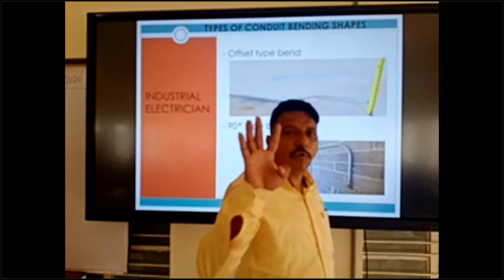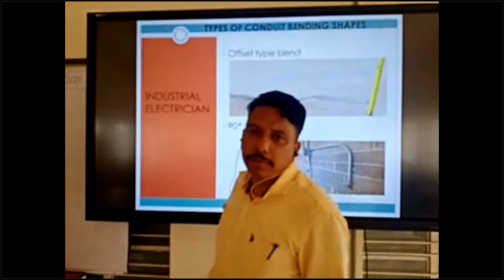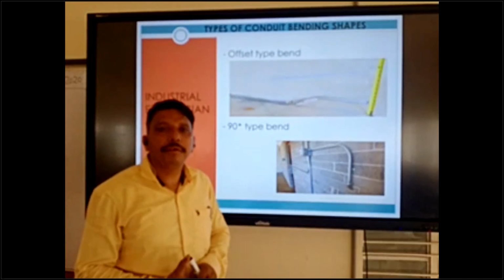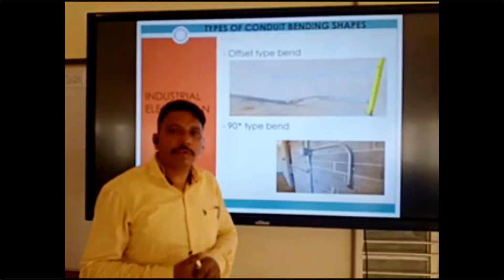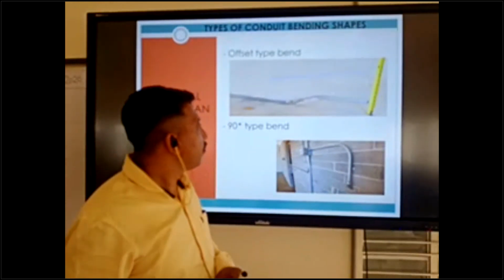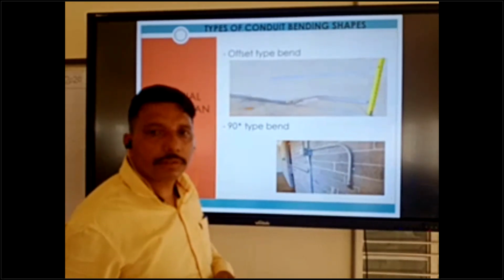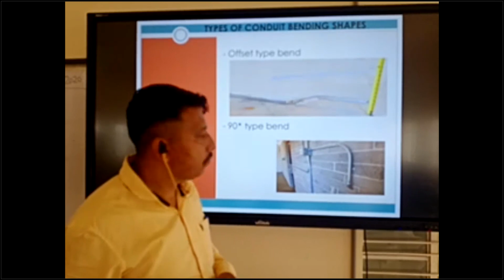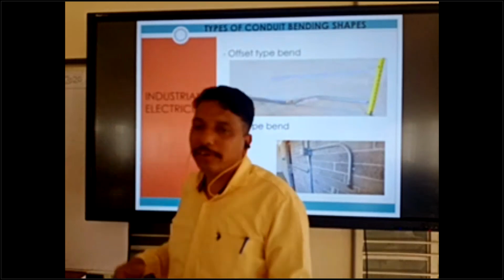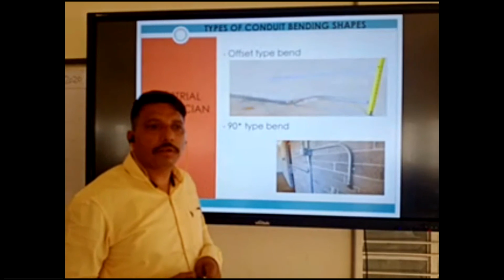So four types of bend are available in conduit: offset, 90-degree, small bridge and long bridge. How many types of bend? Four types. I will give the formula also. So I hope all of you are clear about this one, bends.